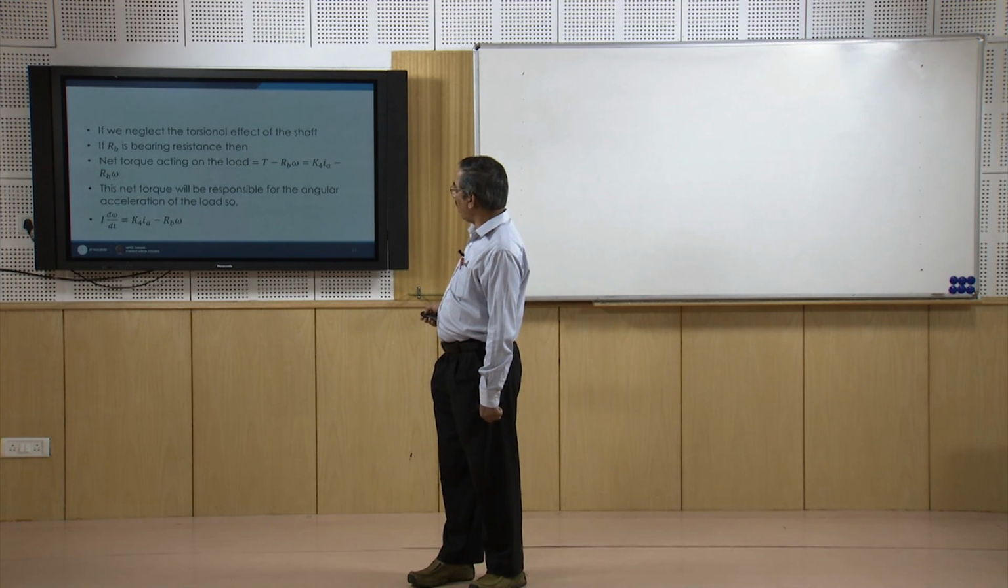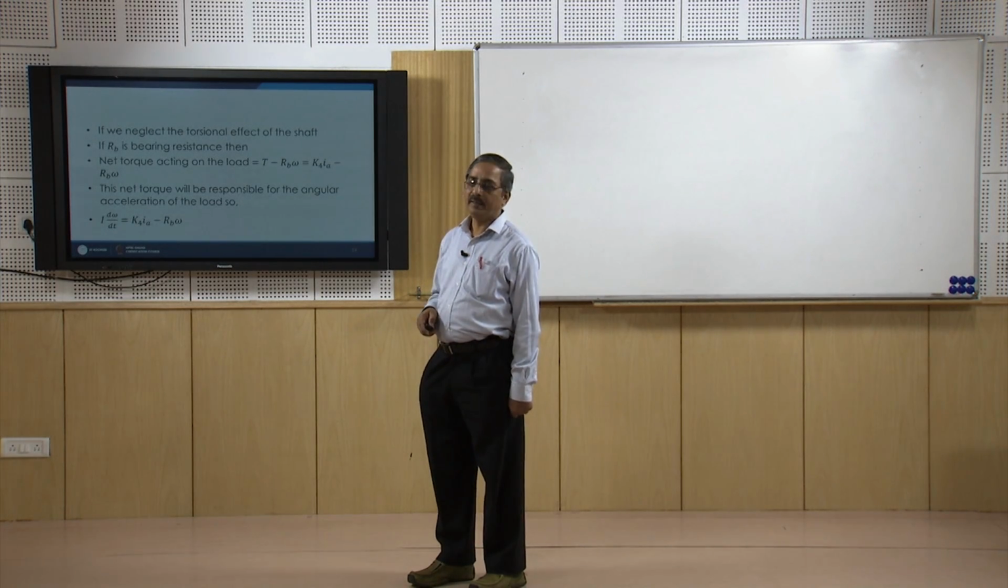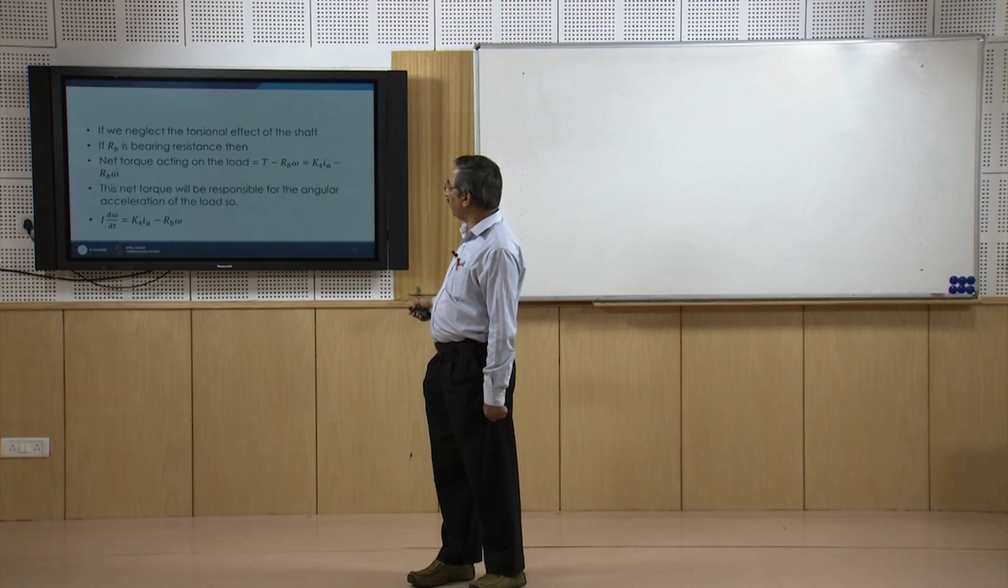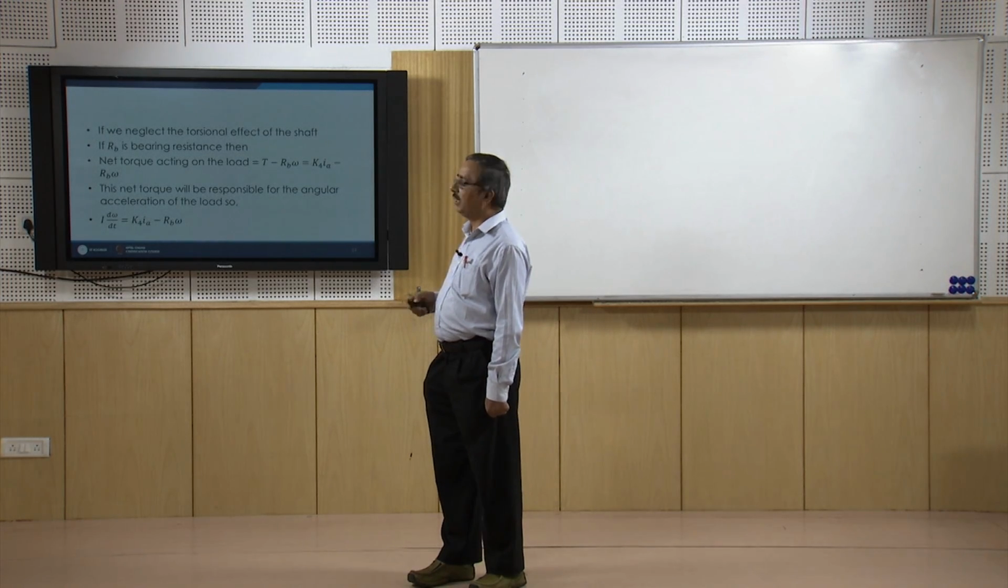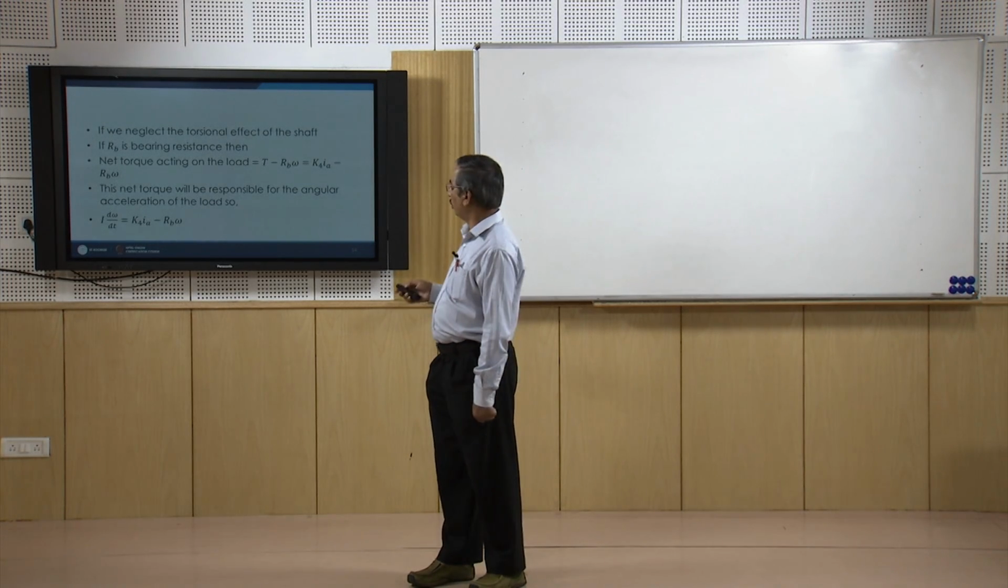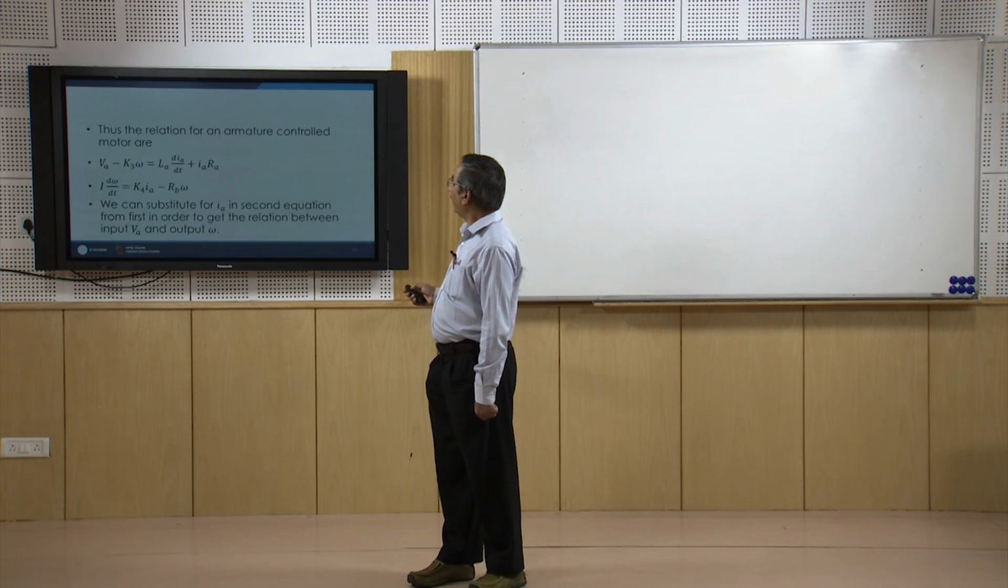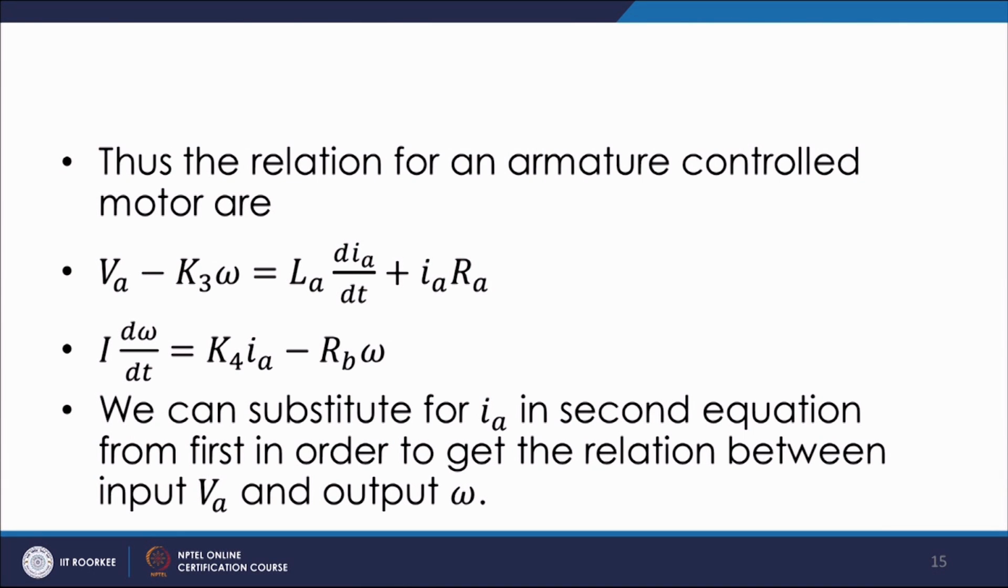So, this net torque I can write as I d omega by dt, okay, because this net torque is going to be responsible for the angular acceleration of the load. Okay. So, the relation for the armature controlled motor could be this one. So, this is basically a combination of electrical and mechanical terms here, and here also a combination of electrical and mechanical terms.